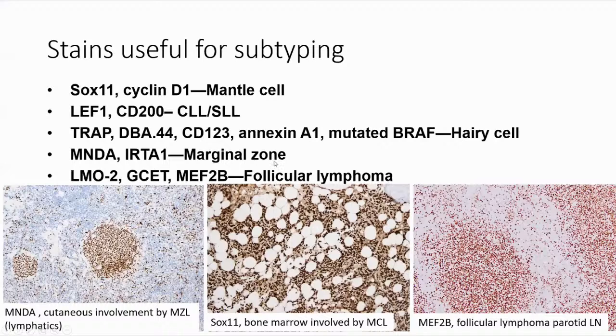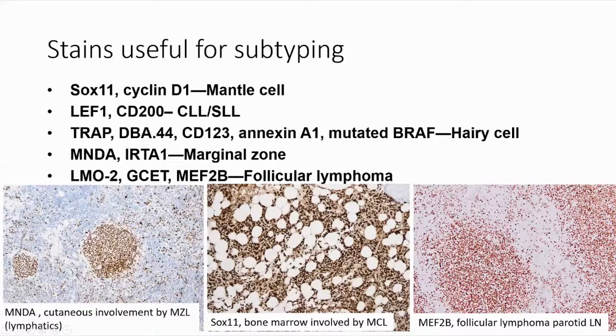In terms of germinal center markers, obviously CD10 and BCL6. Secondary ones like LMO2, GCET, and MEF2B are used. We recently started using MEF2B here at Cleveland Clinic, and it's really beautiful, very clean stain. So I recommend that one if you want to bring on another potential germinal center marker.